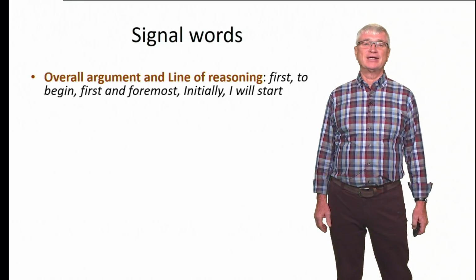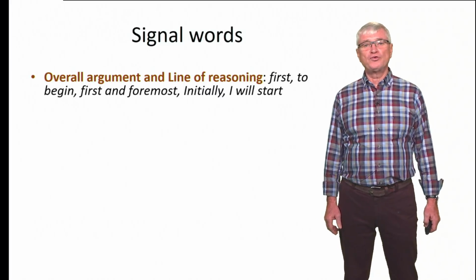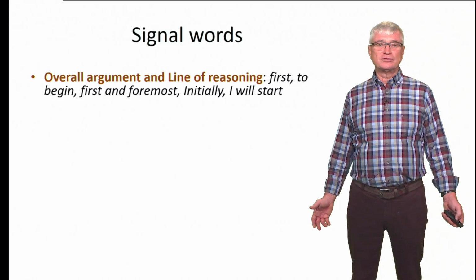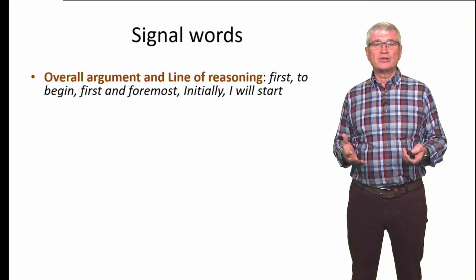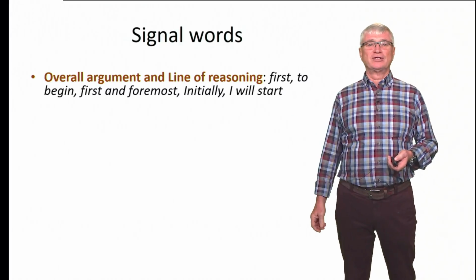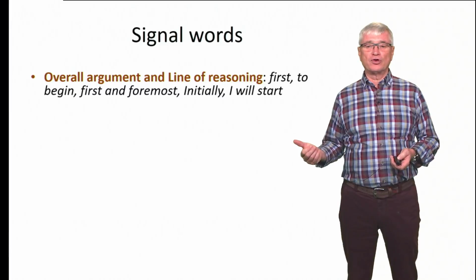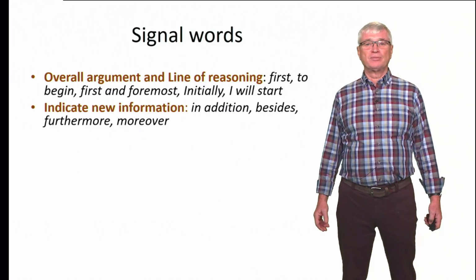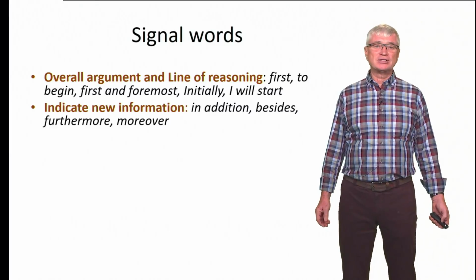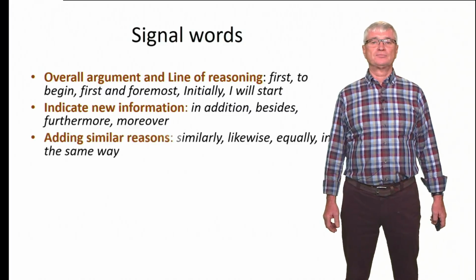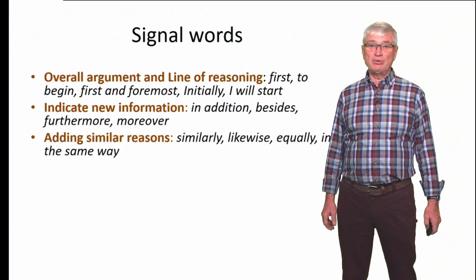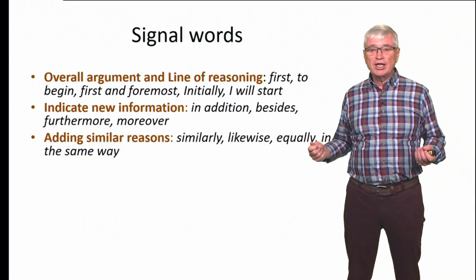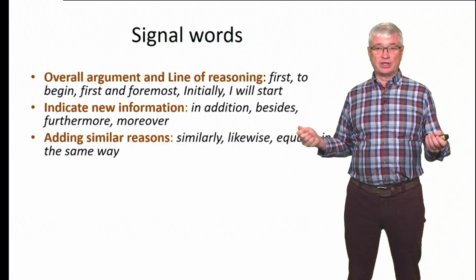And here are the signal words. The overall argument and line of reasoning. You start somewhere. And then first and foremost, to begin with, initially, I will start. Then you signal, here comes the overall argument. You indicate new information by saying, in addition, besides, furthermore, moreover. And adding similar reasons: similarly, likewise, equally, in the same way. You just pull in more sources that are reliable.